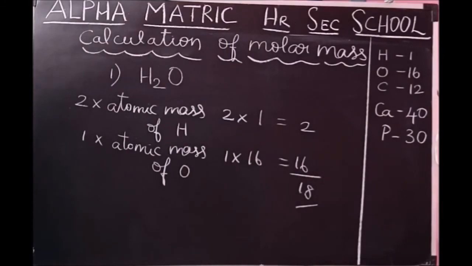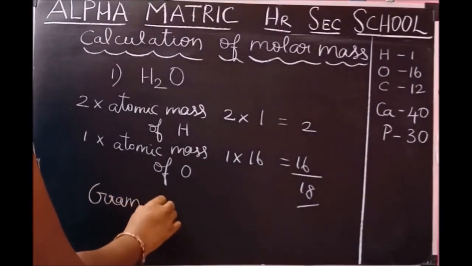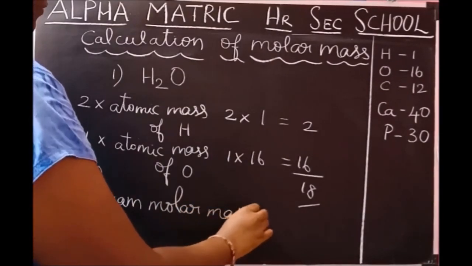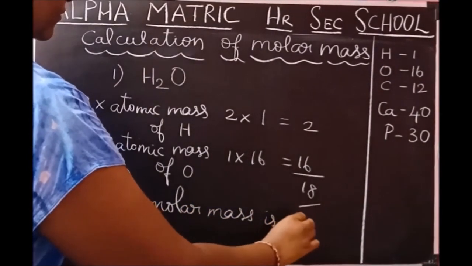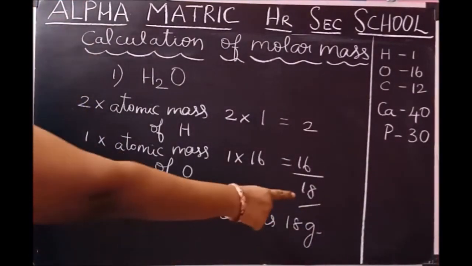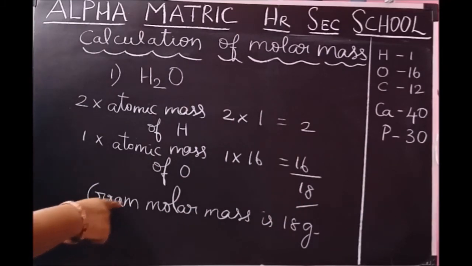If you express molar mass in gram, that is gram molar mass. Molar mass of water is 18, and if you express it in the unit gram, gram molar mass is 18 gram.